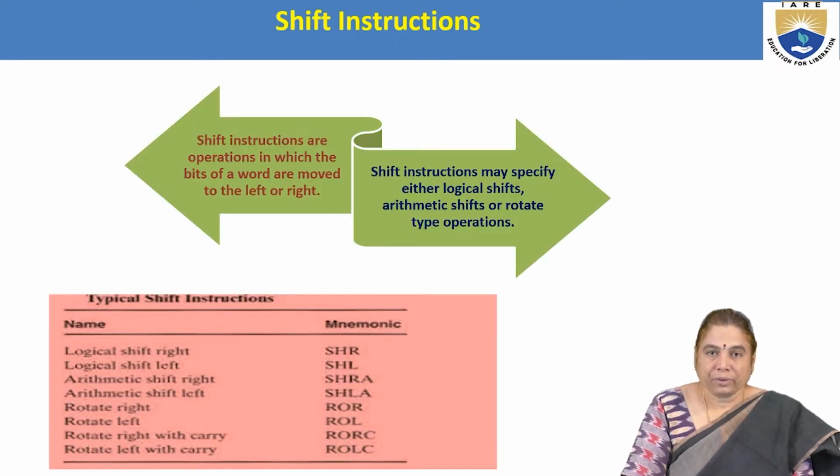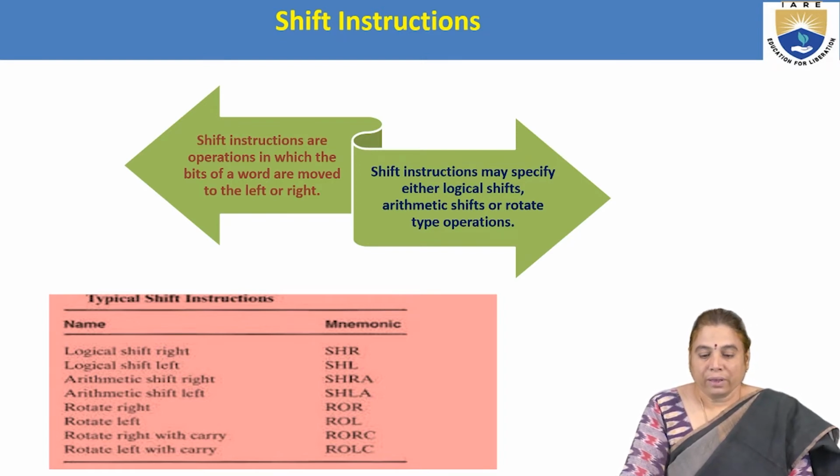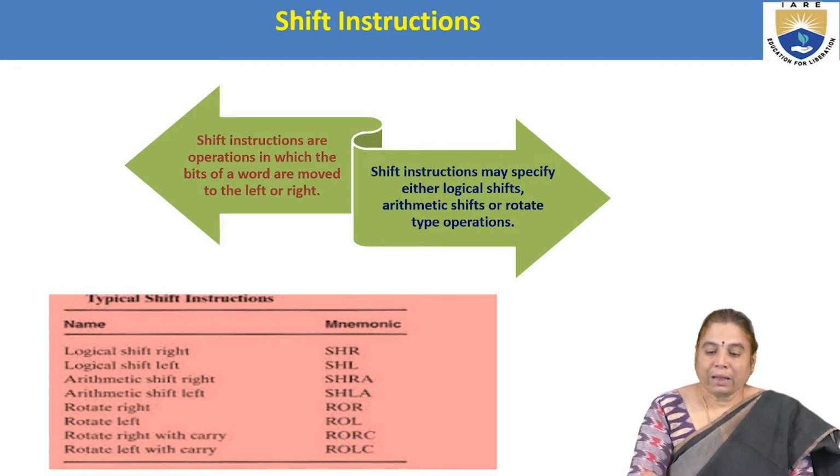What are shift instructions? Shift instructions are operations in which the bits of a word are moved either to the left or to the right. There are three types of shift operations available. One is the logical shift, the second is the arithmetic shift, and the third is the circular shift. To support the left and right directions for these three types of shifts, six operations can generally be used.